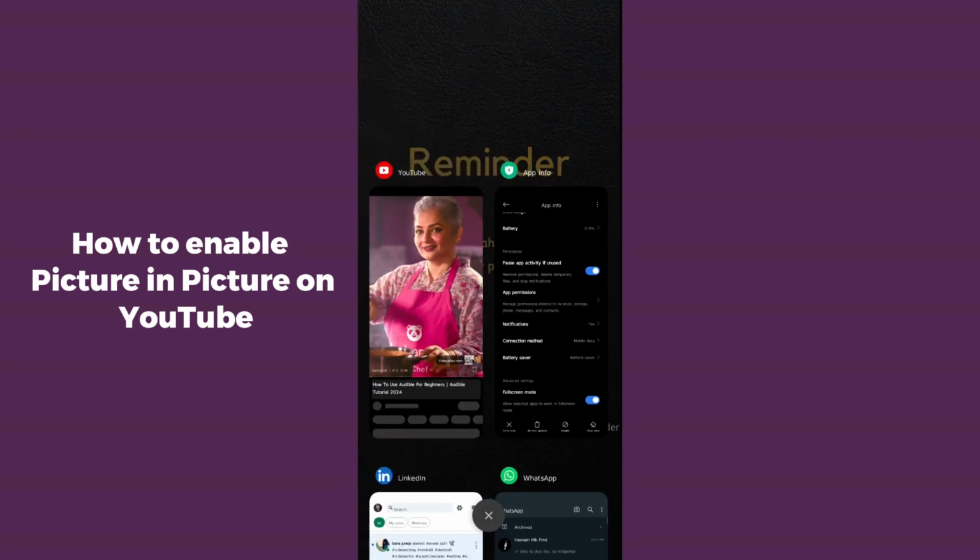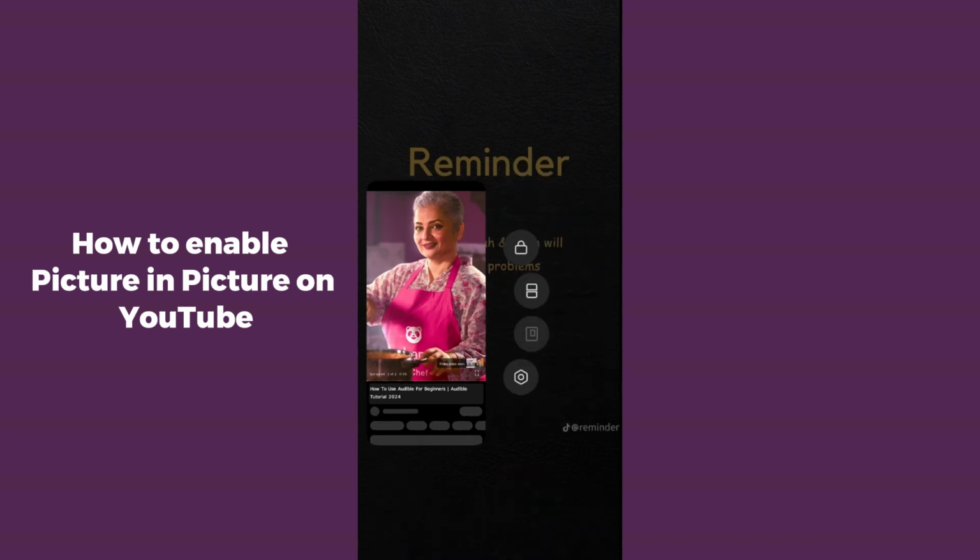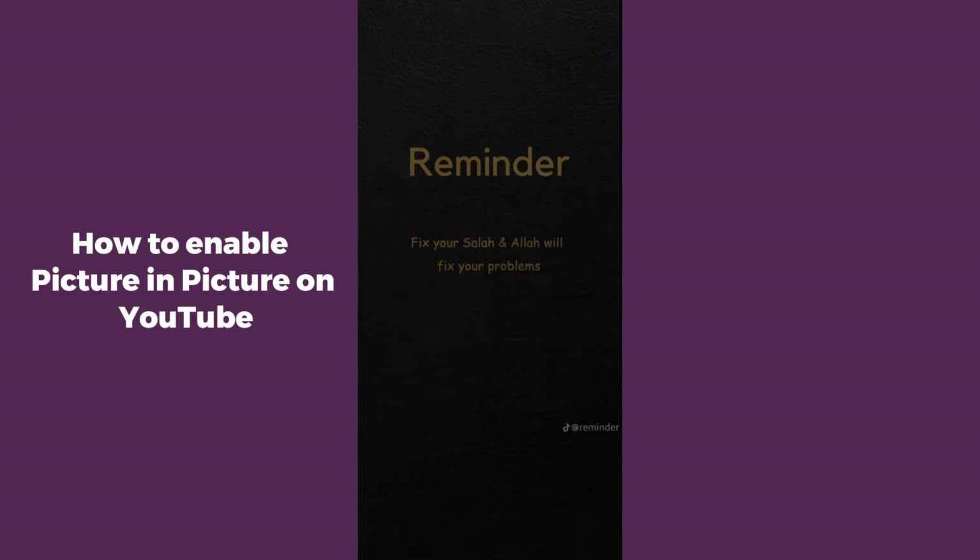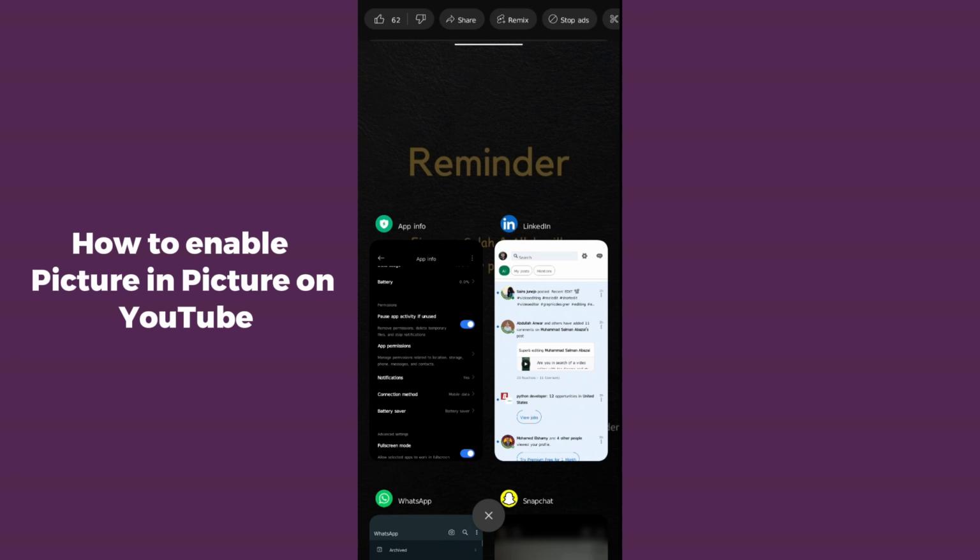After that, all of my previously used applications are here, the background applications. I simply hold on YouTube. After holding down, I have four options. I simply select this picture in picture mode, which is right next to here. Every device has its own user interface, so every phone has its own picture in picture mode.